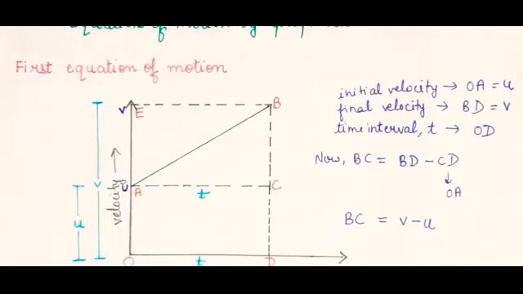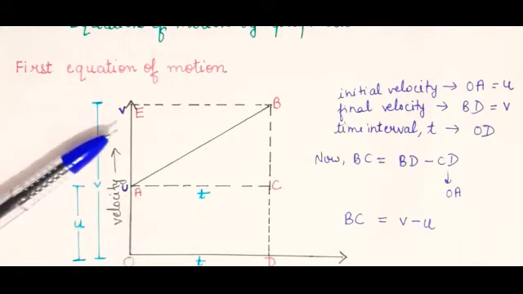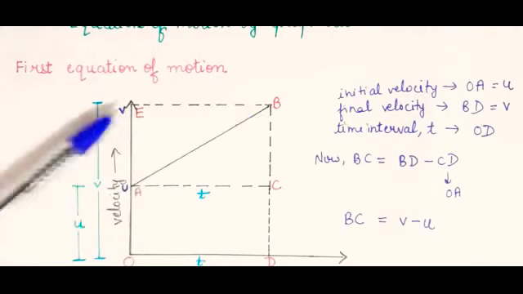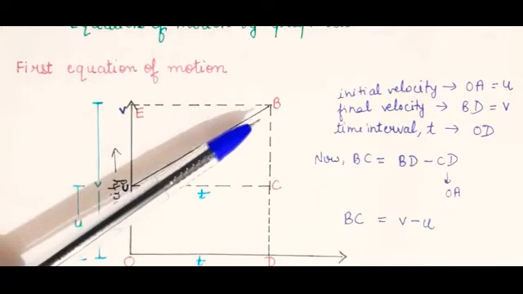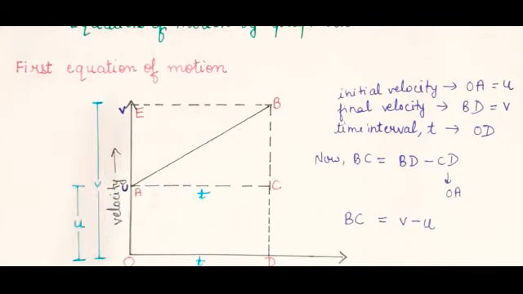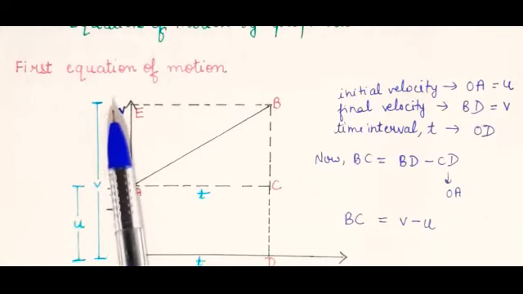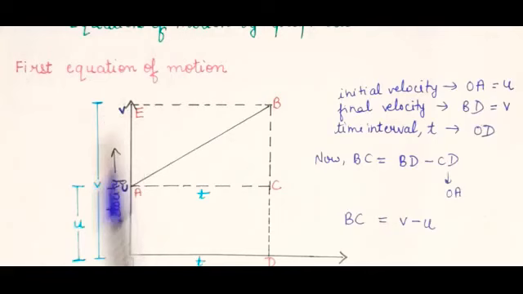Now from this graph we can see that the initial velocity of the object is U at point A, and then it increases to V at point B in time t. In this much time, the velocity is increased from U to V. So the velocity is changing at a uniform rate, that is acceleration.